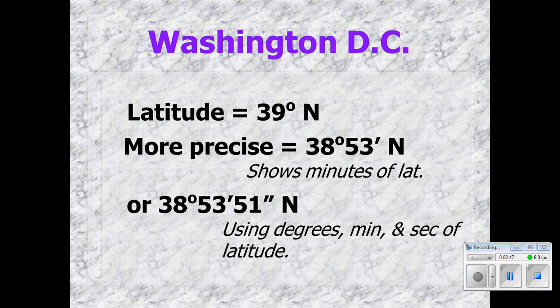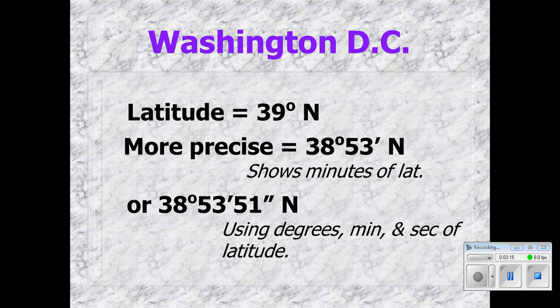Washington, D.C.'s latitude is 39 degrees north, but that's still sort of broad. So if we want to get more precise, we can include the minutes. Oh, you know what, there's a typo there. 38 degrees and 53 minutes north would be more precise, or 38 degrees, 53 minutes, and 51 seconds north.